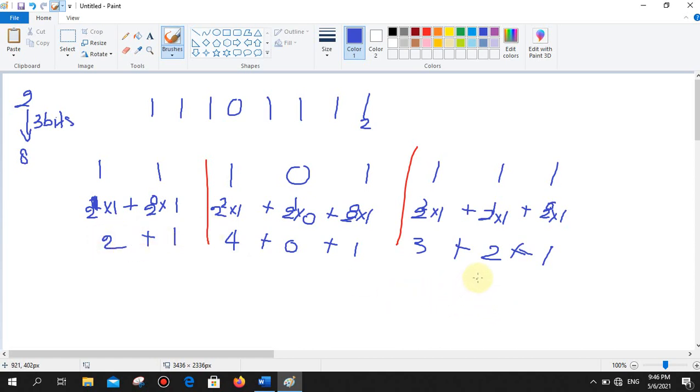So the final answer here is... I made a mistake here. Sorry, 2 to the power of 2 is 4. Okay, wait a second, I'll erase and write. Right, here the value is 4. Then the sum here is 7. This section value is 7 and this section value is 5. This section value is 3. Then the octal number is 358. Sorry, I made a mistake. 357 in base 8.